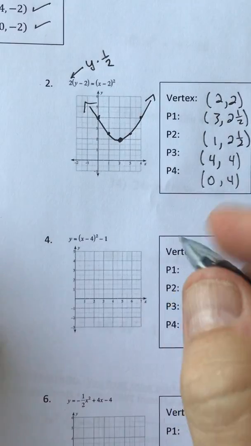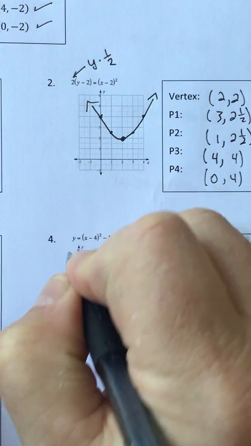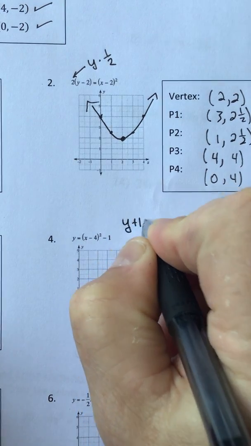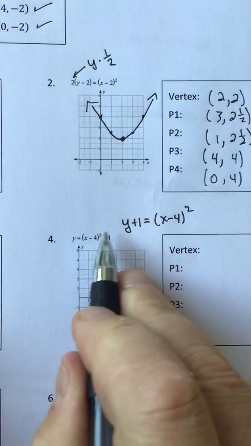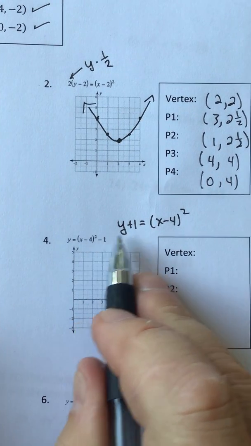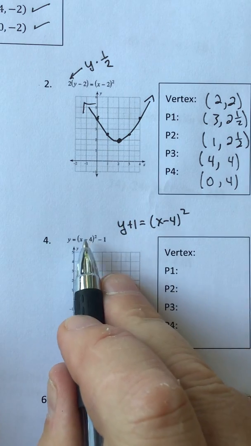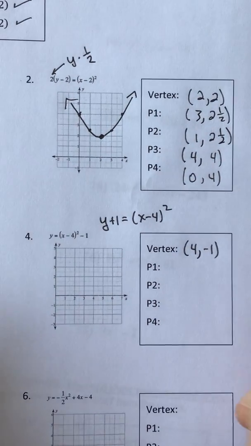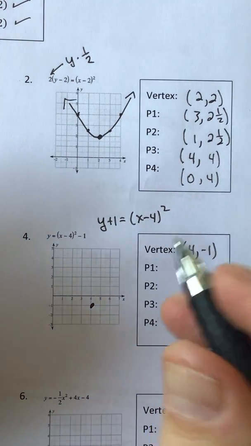Number 4. So there's no multipliers. So the y's are just normal, the x's are normal. And so if you want to put the 1 to the other side so you can see the vertex easier, you can. If you can see it from here, that's fine also. But the vertex is at +4, -1. And then this one has got a normal kind of a slope.